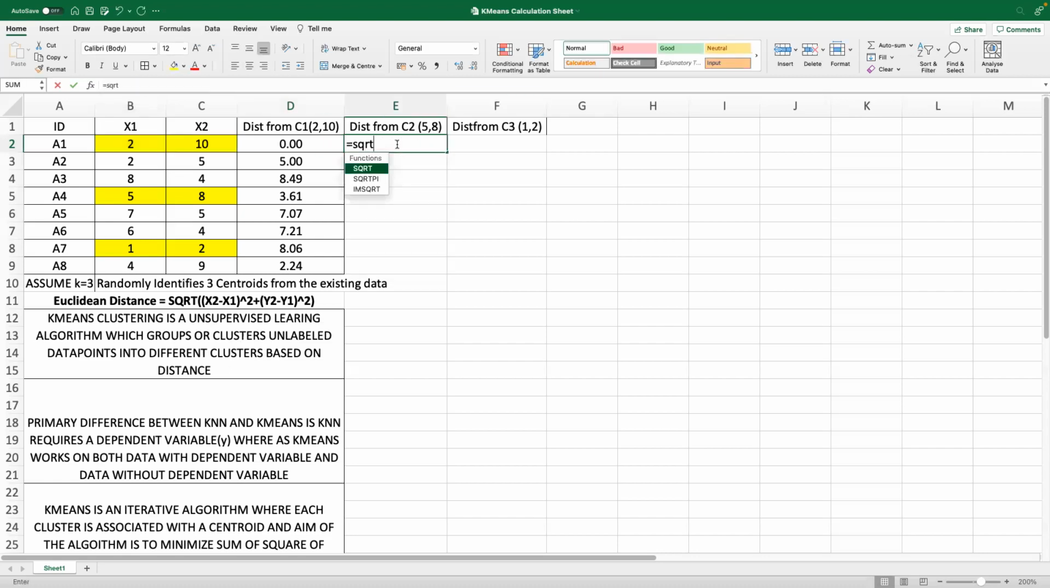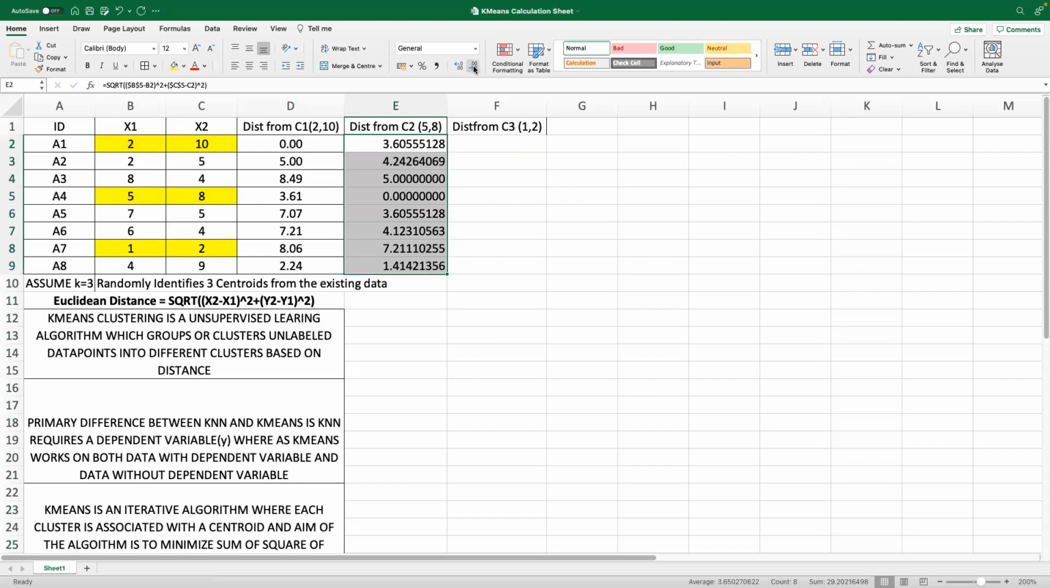Is equal to SQRT. Here, what is the centroid? 5. That centroid needs to be fixed by pressing F4. Minus 2 to the power of 2 plus open bracket, centroid will be 8. Fix it by pressing F4 or Fn F4, minus 10, to the power of 2, close bracket. So we'll get the distance, and if you drag the formula till here, you'll get the distance. This will be 0. Again, we will make it to 2 decimal.